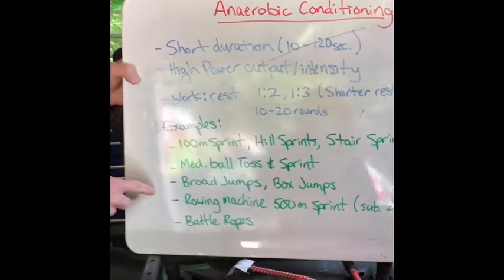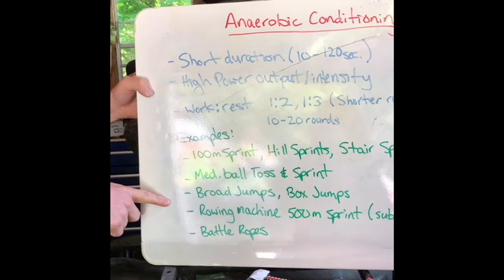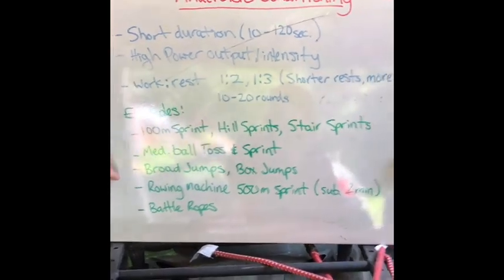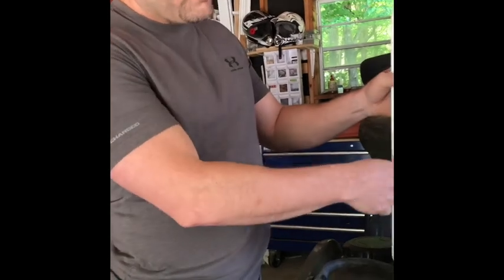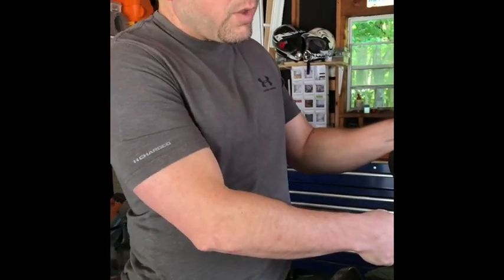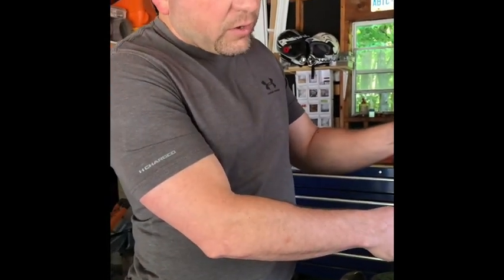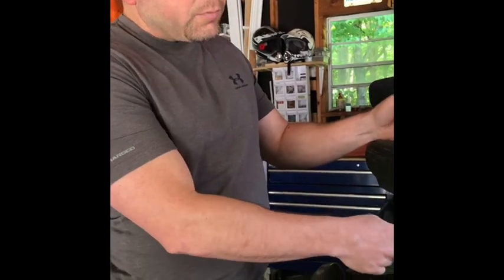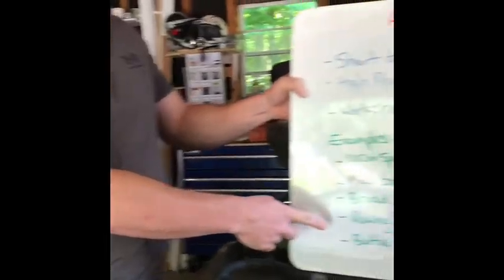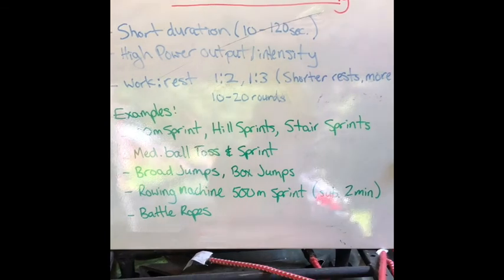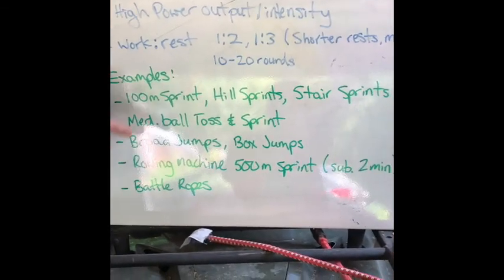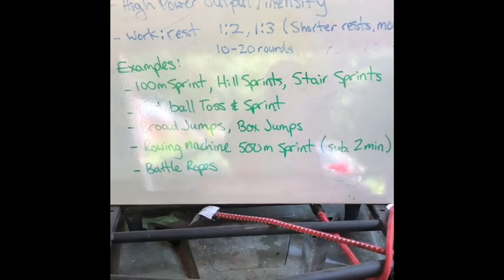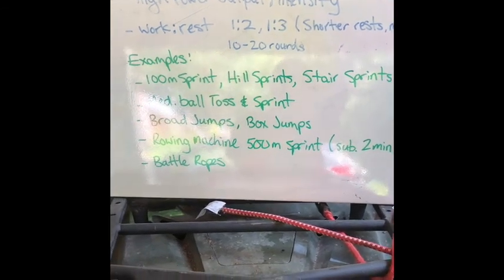Broad jumps, I love broad jumps. I'll show you what those look like. I'm always surprised how much they get the abs involved and get the core muscles working. Box jumps, another explosive plyometric movement, great for the legs, get the cardio going. If you've got a rowing machine, 500-meter sprints are fantastic, almost a full body exercise. You'd be trying to get sub 2 minutes on that 500-meter effort.